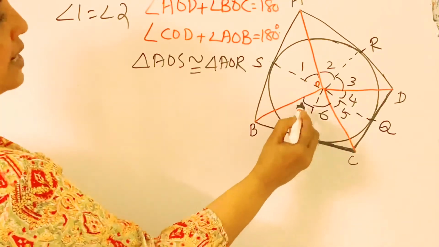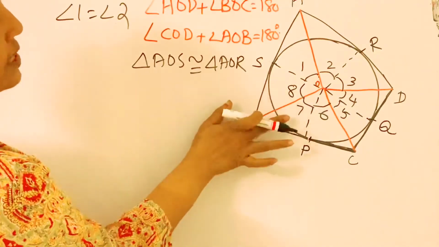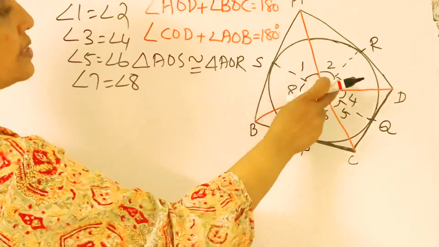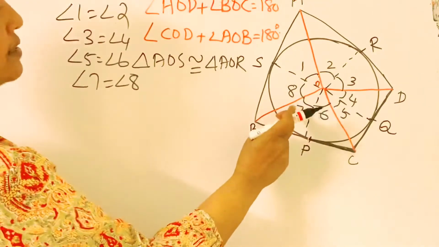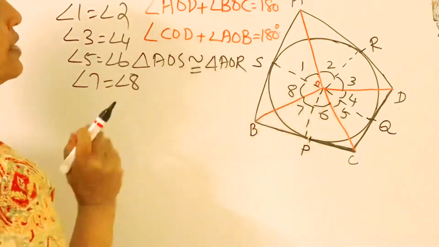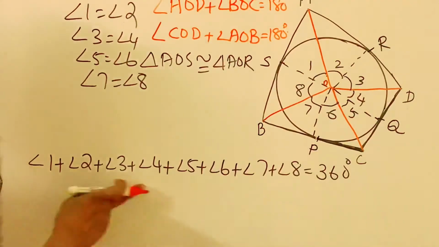And similarly, angle 7 and angle 8 are equal because these two triangles are congruent. Then what would be the sum of all these angles? It is a complete angle. So angle 1 plus 2 plus 3 plus 4 plus 5 plus 6 plus 7 plus 8 is equal to 360. Write that. Okay, look here.